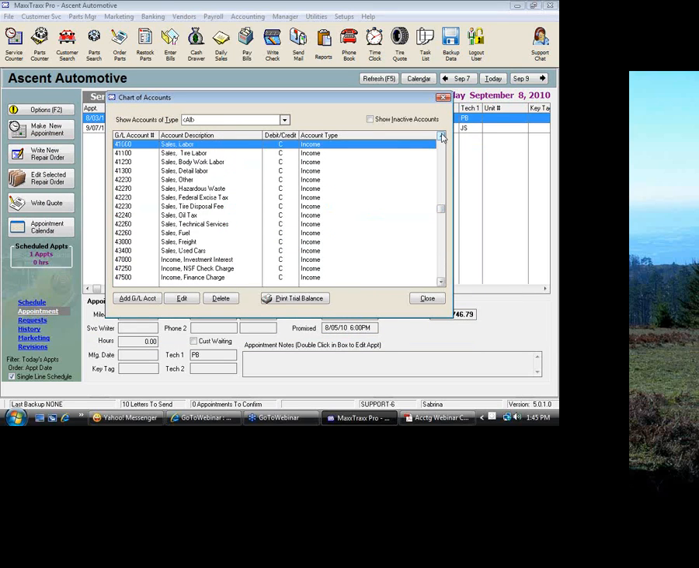So we're pretty much buzzing through the sales. Let's talk about some of the other income accounts.